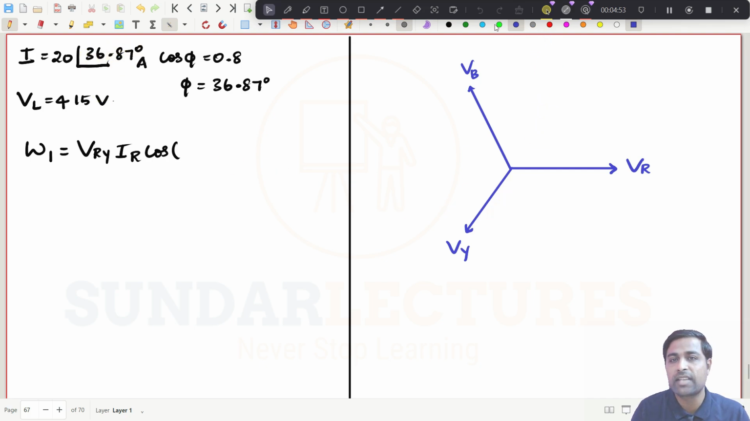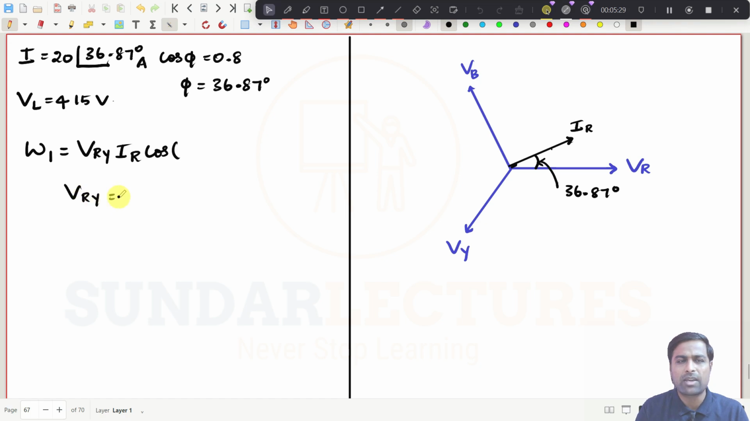Leading. So if it is leading, then what happens now? That means by 36.87 degree. So this angle will be like this. Maybe the value of current is less, right? So in this angle, this is now IR, and what is this value now? I will write here. This is 36.87 degree. And you see, I have found this one. And we need to get the value of VRY.